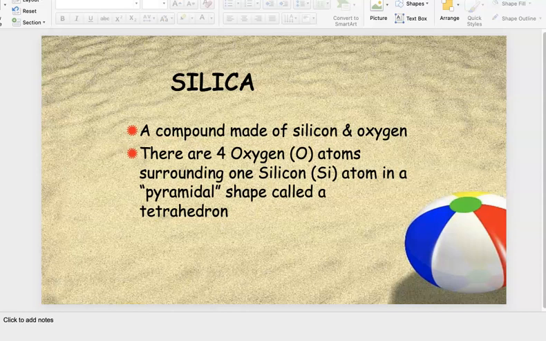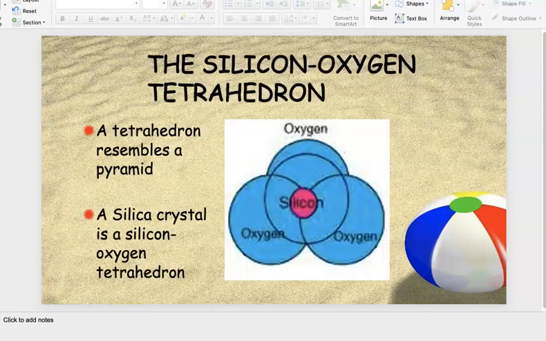So this SiO4, this silicate molecule, there's that molecule word going all the way back to one of our first lectures. All right, this silicate molecule contains 4 oxygens, 1 silicon, in a tetrahedral shape. Well, what does that mean? So here's that.